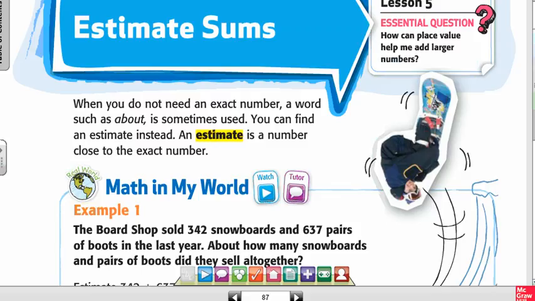Okay, this is chapter 2, lesson 5. It says estimate sums. An estimate is a number close to the exact number. When you do not need an exact number, a word such as "about" can be used. That's important, I want to highlight that. You can find an estimate instead. An estimate is a number close to the exact number.